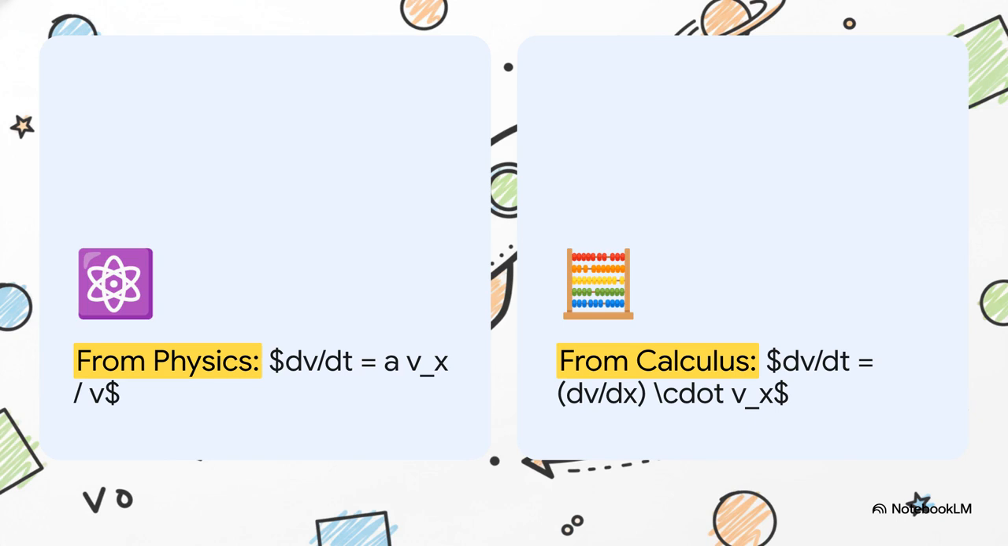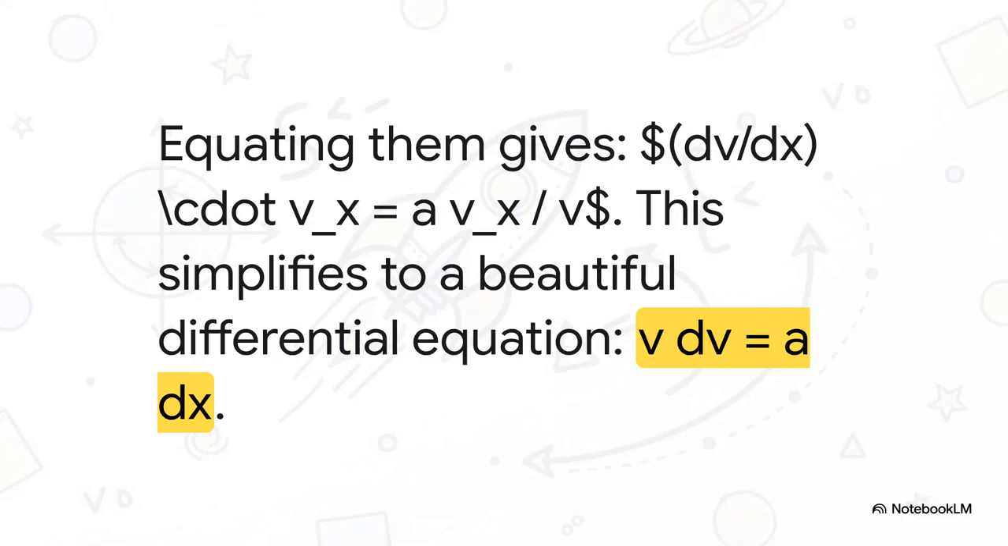So check this out. From the physics of the problem, we found that dv/dt equals ax vx over v. And from calculus, using the chain rule, we found that dv/dt also equals dv/dx times vx. Well, if two different things are equal to the same thing, they must be equal to each other. This is the key step that's going to let us get rid of time for good. So we set them equal, and look what happens.